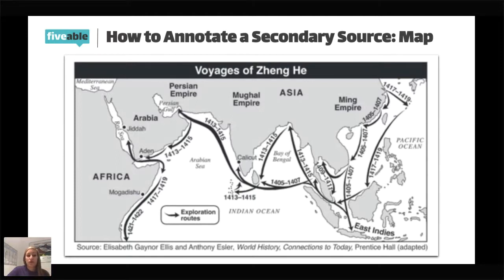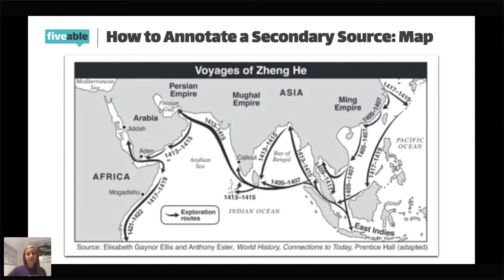And then if you know anything about the Ming Empire, or if you know anything about why the Ming ended the voyages of Zheng He, that's how we can infer, and that's how we're analyzing these documents. We're taking content knowledge and we're connecting them to these documents that we have.